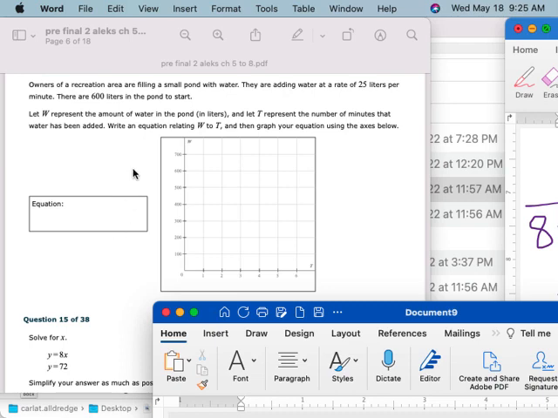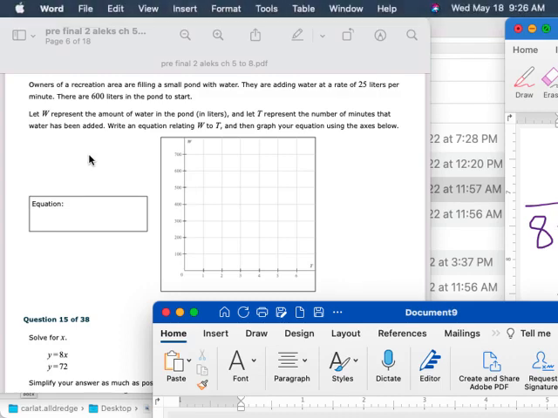Okay, owners of a recreation area are filling a small pond with water. They are adding water at a rate of 25 liters per minute. Everly? See me after class. Everly, stop, it's not funny. Kira, let's don't talk.